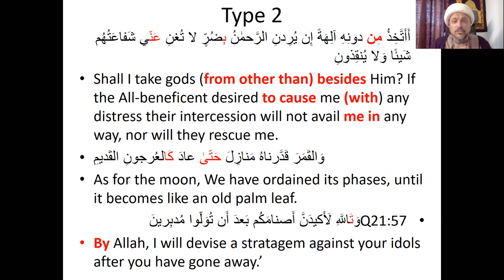أتخذ من دونه. This we took. Min. We took or we did not? Yes, we took. Should I take from other than, besides God, other than God, gods? No, I cannot. This is Habib al-Najjar saying. And then.